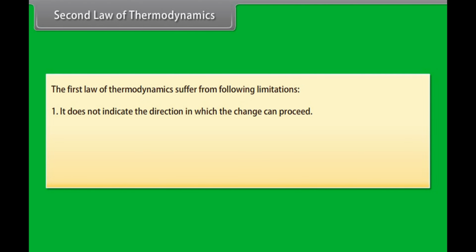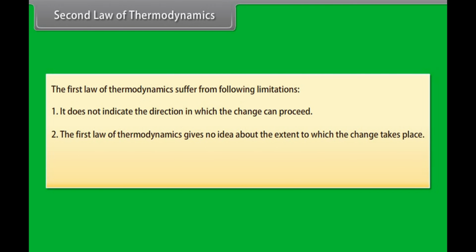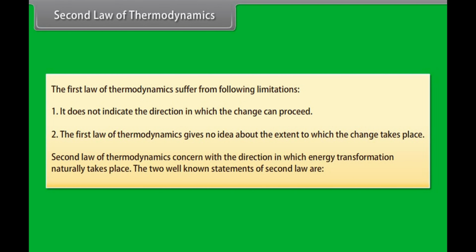Number 1. It does not indicate the direction in which change can proceed. Number 2. The first law of thermodynamics gives no idea about the extent to which the changes take place. The second law of thermodynamics concerns the direction in which energy transformation naturally takes place.